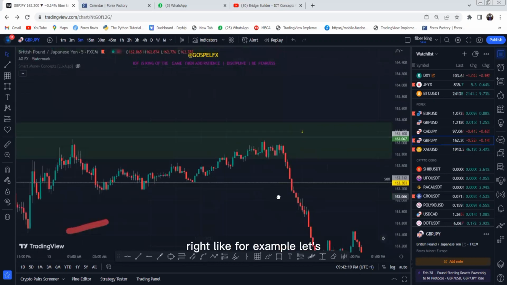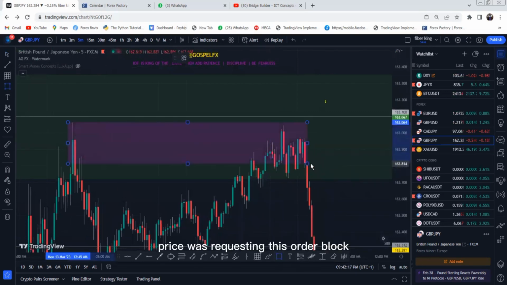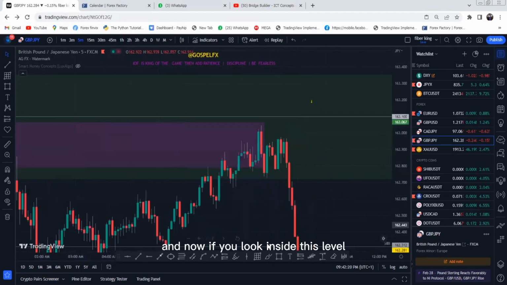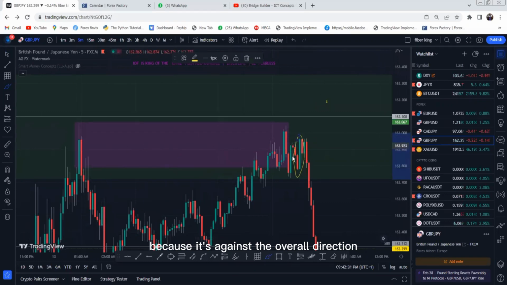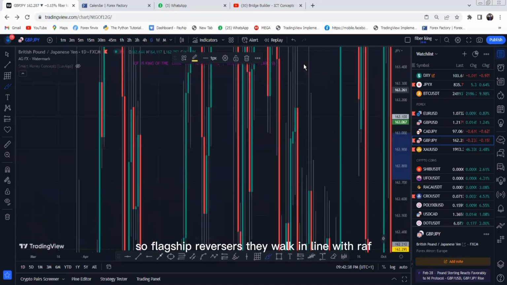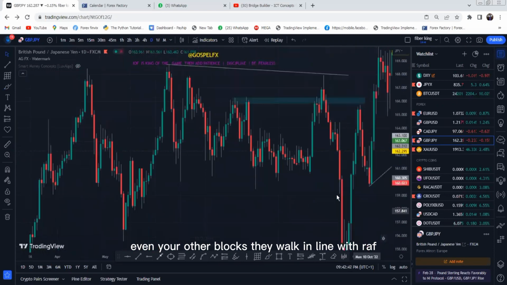All right, for example, let's just look at this one. Let's say this area here, price was retesting this order block, but now if you look inside this level, you will notice that price gave you a bullish flagship reversal here on this time frame. This is not going to work because it's against the overall direction. It's against the overall IOF in the market. Are you trying to understand? So flagship reversals work in line with IOF. Even your order blocks work in line with IOF.